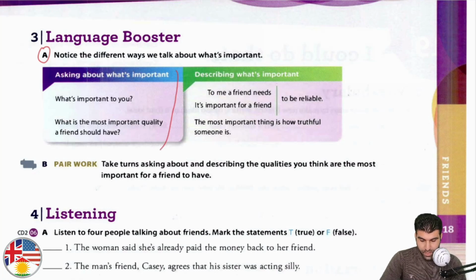So the first column we have here is the blue column, which says asking about what is important.